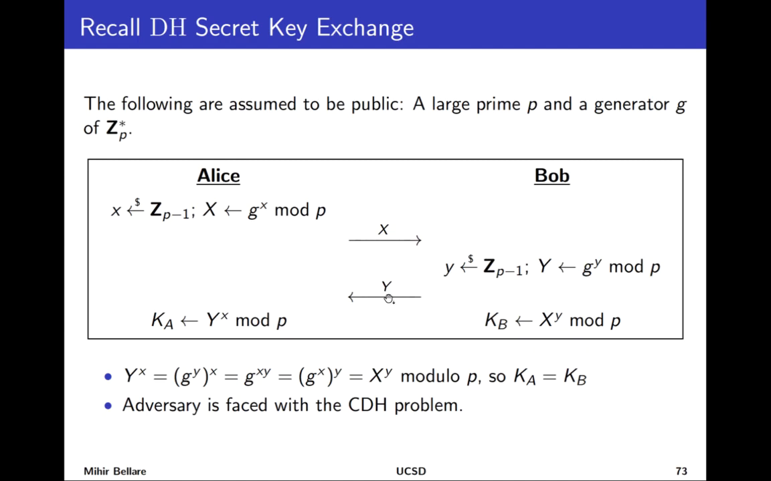Now, if you take this big Y and raise it to the little x, or if you take big X and raise it to the little y, you get back the same thing, which is this, and that becomes the shared key. On the other hand, the adversary trying to compute this key is faced with the problem that we now recognize. It's the computational Diffie-Hellman problem we defined.